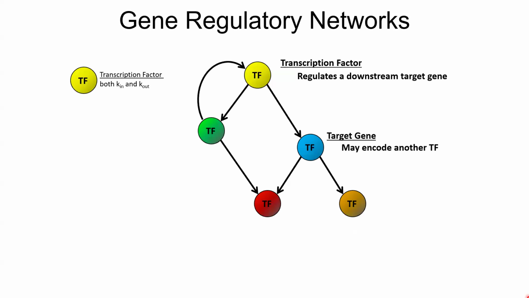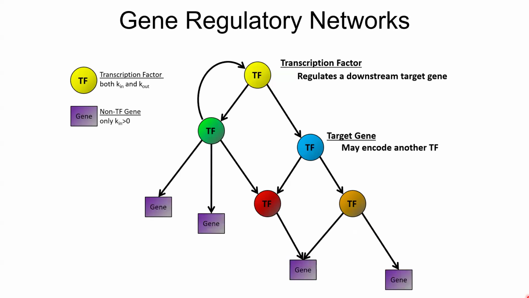Now, not every single gene encodes a transcription factor. There are genes that encode other types of proteins that are very important for cellular processes outside of gene regulation. And this leads to a very particular structure to gene regulatory networks, where you have genes that encode transcription factors, shown here as circles, noted with a TF.